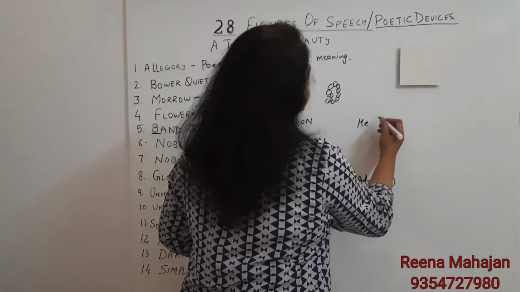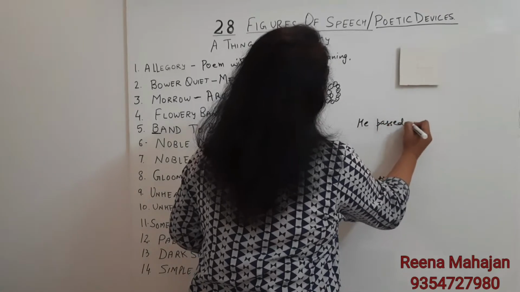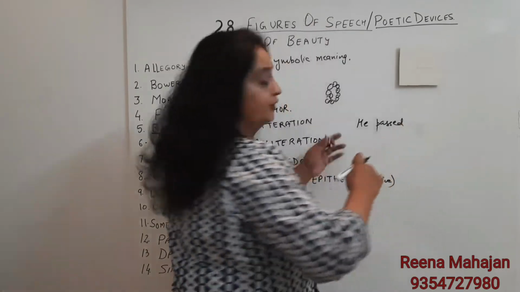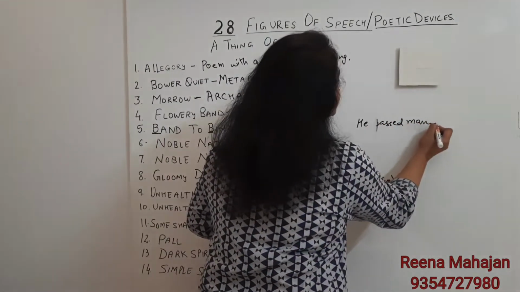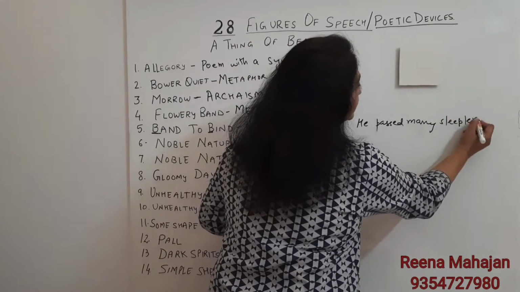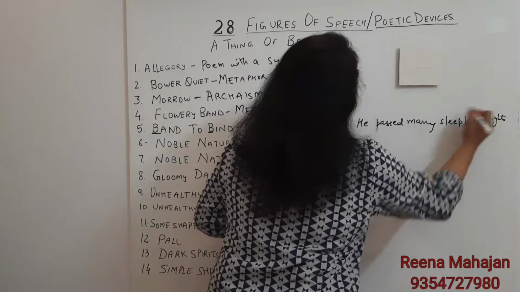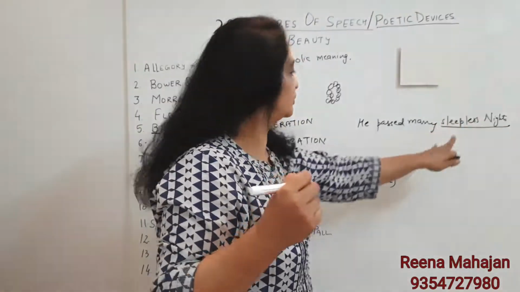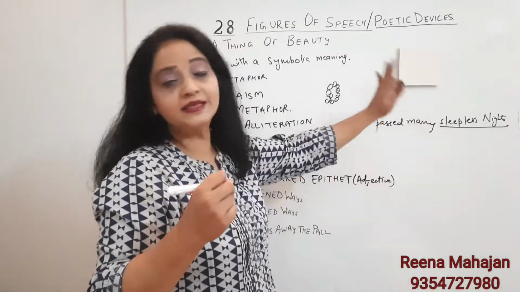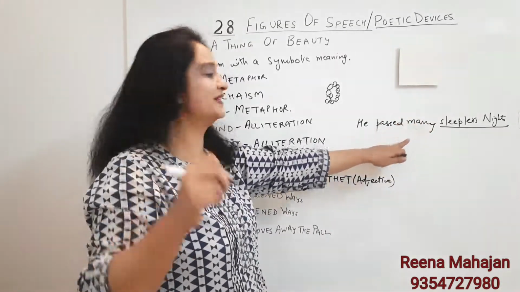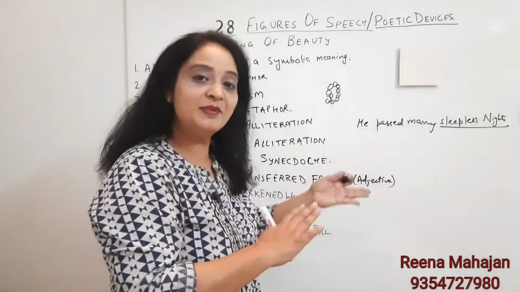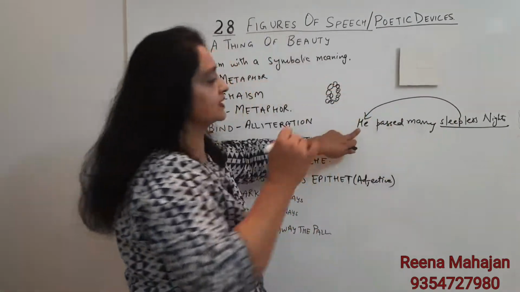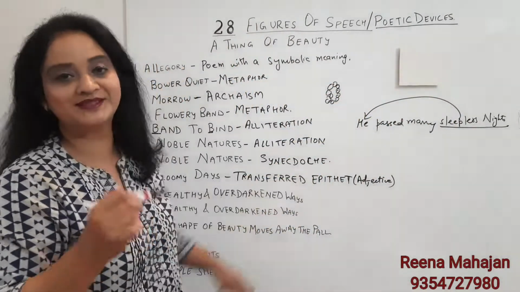For example, he passed many sleepless nights. So, sleepless nights, the nights were not sleepless, right? The adjective or the epithet here is sleepless, but the nights were not sleepless. Who was sleepless? He was sleepless. वो सो नहीं पाया पूरी रात. तो this adjective has transferred to this subject, so it is transferred epithet. Right?